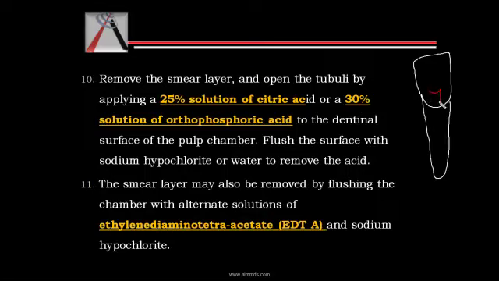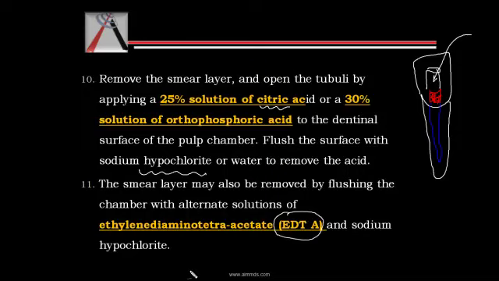So herein we have our barrier. Below we have our remaining gutta percha filling. Now in this cavity, the smear layer is removed by using a 25% solution of citric acid or a 30% solution of orthophosphoric acid, and this area is flushed with sodium hypochlorite and water to remove any acid or any remaining debris. And this smear layer can also be removed by using EDTA or sodium hypochlorite. So whatever be the methods used, basically the purpose is to remove the smear layer.